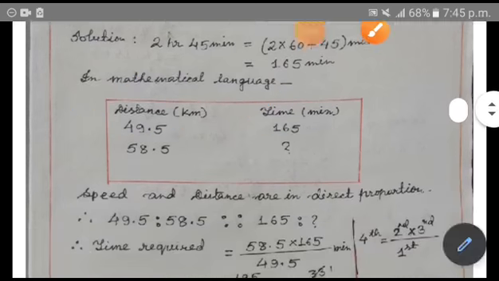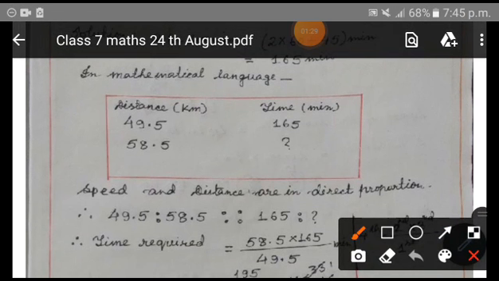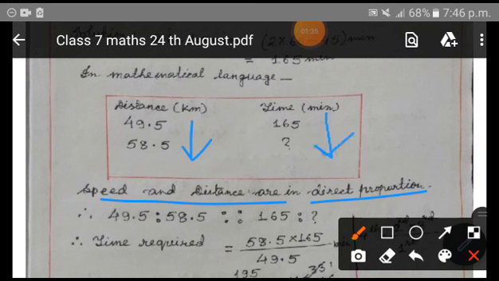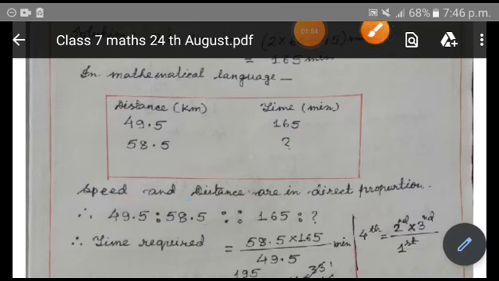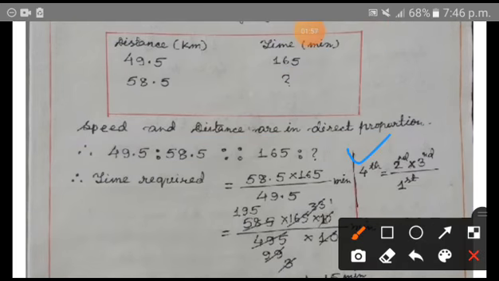So you know that speed and distance are in direct proportion, when the time is constant. So here, since they are in direct proportion, both you are going to write in the downward direction. That means 49.5 is to 58.5 is proportionate to 165 is to dash. That means this is the fourth quantity whose value you need to calculate. So here the fourth quantity will be second quantity into third quantity divided by the first quantity. This is the method you are going to take out the fourth quantity. That means second into third divided by the first quantity.